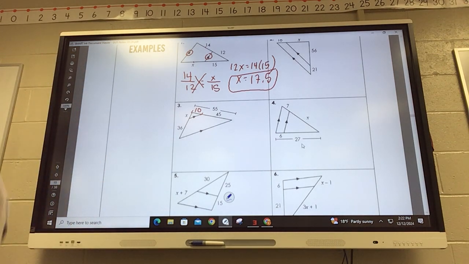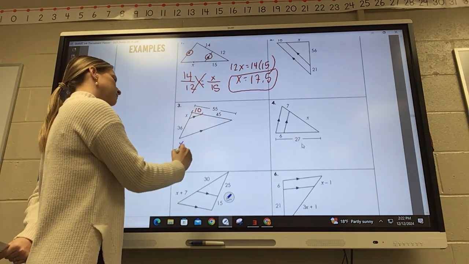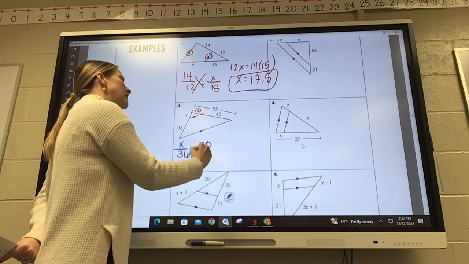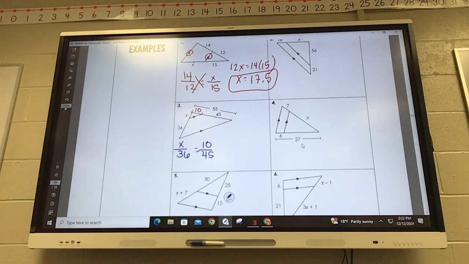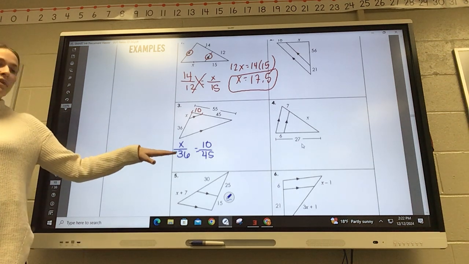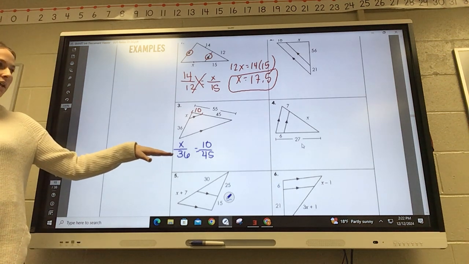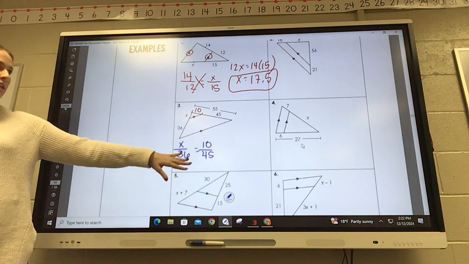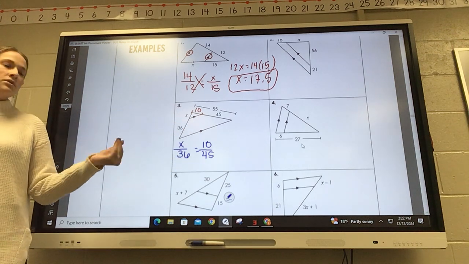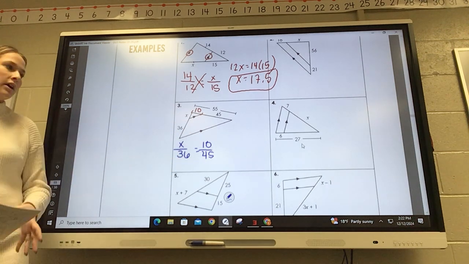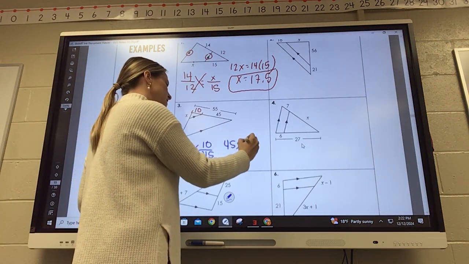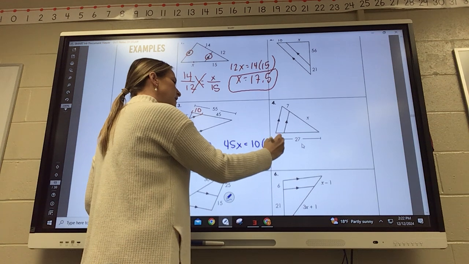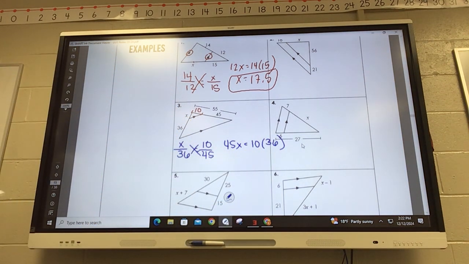Ella, what would you do? X over 36 equals 10 over 45. Okay. Did you have to set it up the exact same way that Ella did? No. You could have done the 36 on top and the x on bottom, but if you did that, then you would want the 45 on top and the 10 on bottom. But as long as you set it up either of those two ways, you are good. So when you cross multiply, if you have 45x equals 10 times 36, you are correct. So go ahead and continue to solve that. Find x on your own.